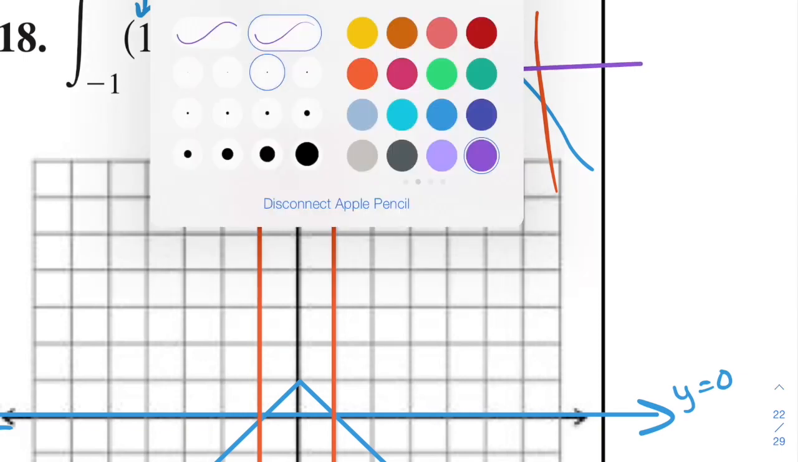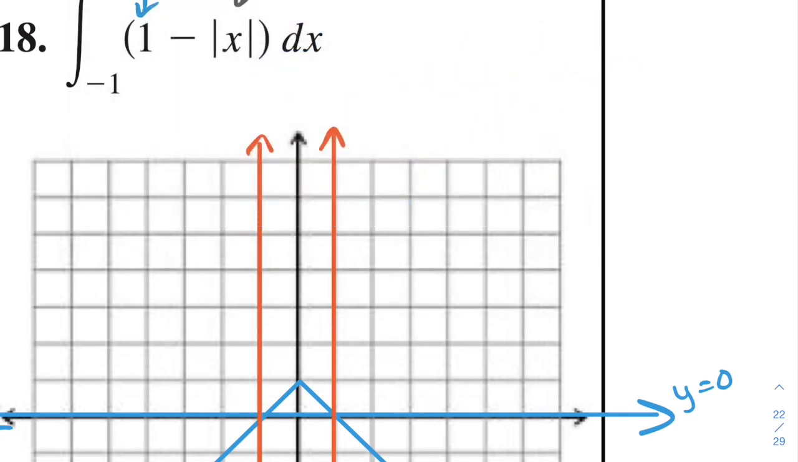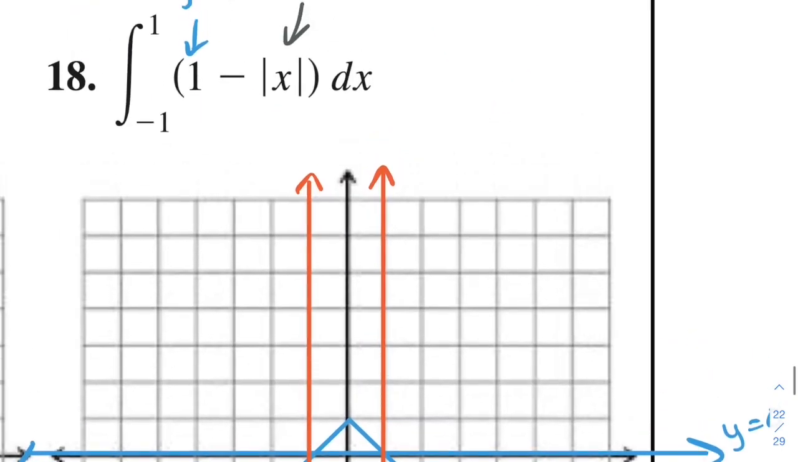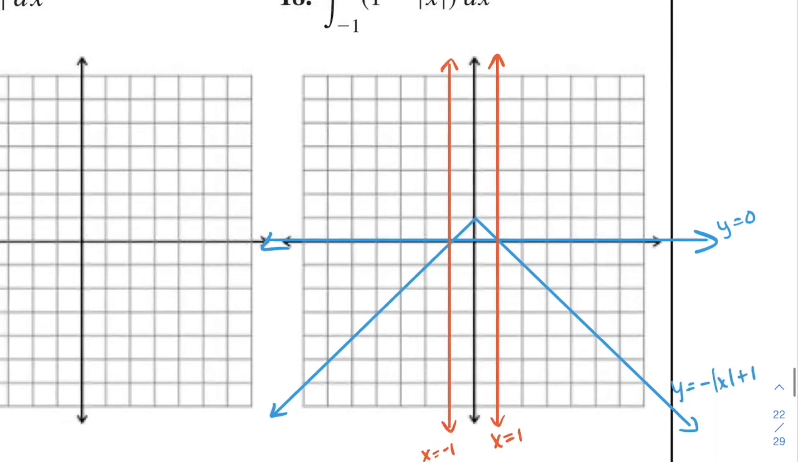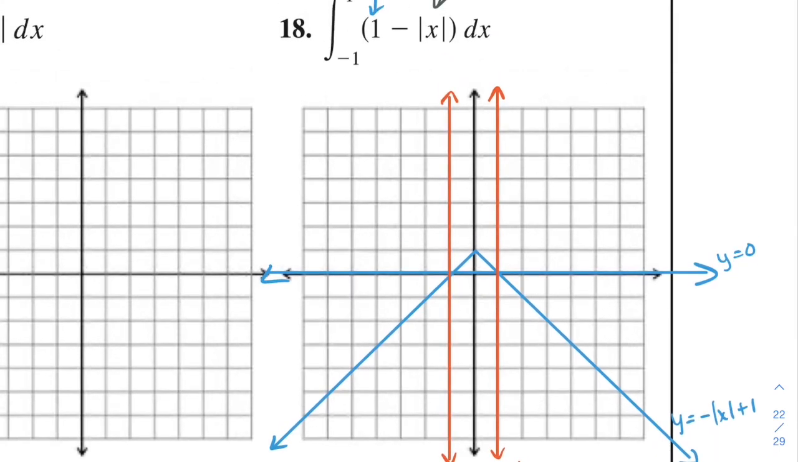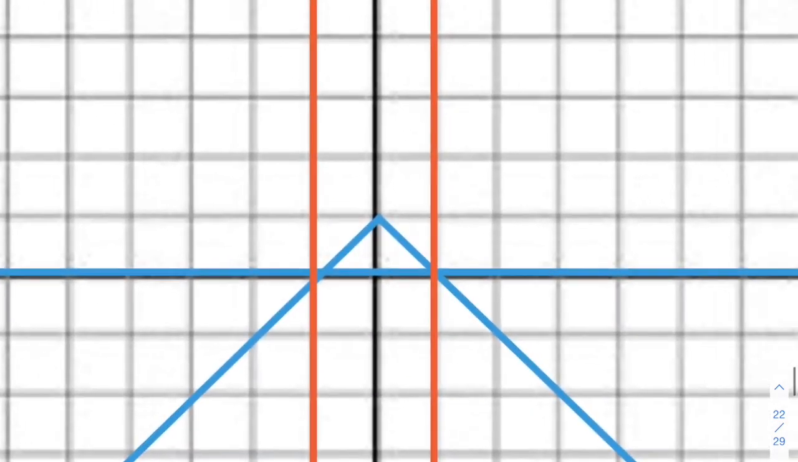Let me not confuse you. Let's leave it exactly the way it is. So 1 minus the absolute value of x, and then that's between that and 0. So here you have this area of a triangle.